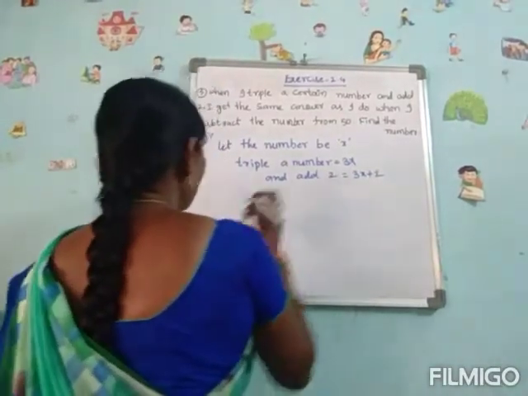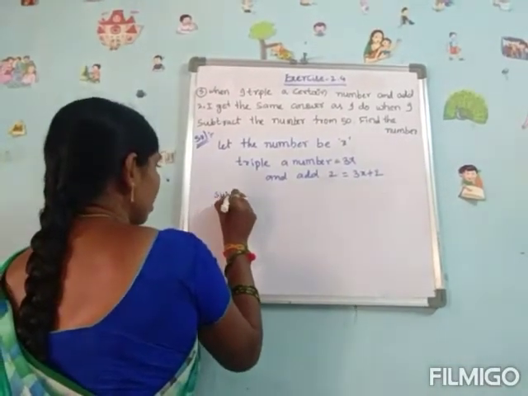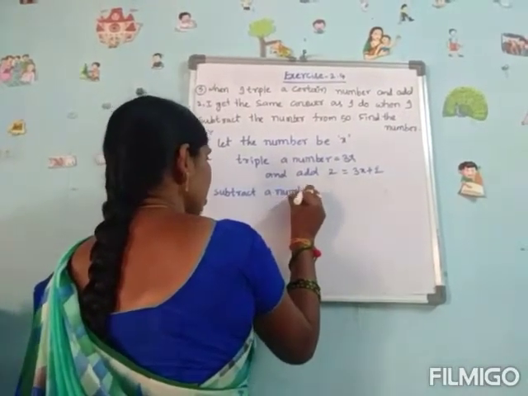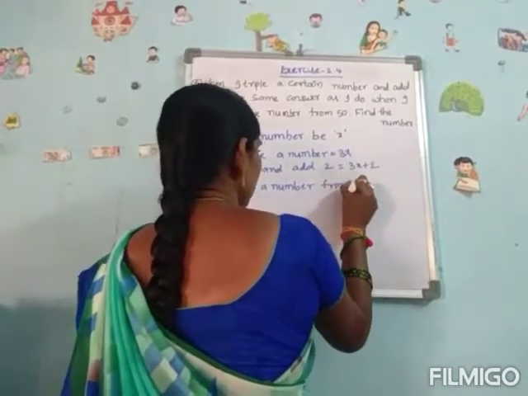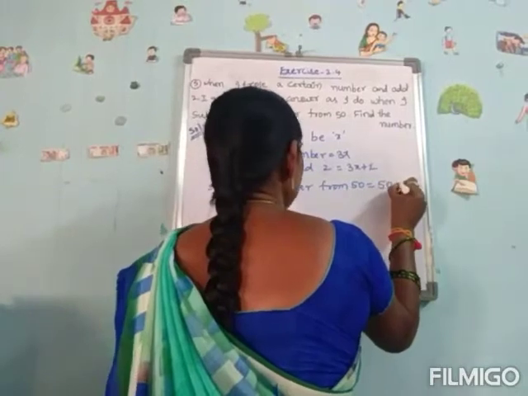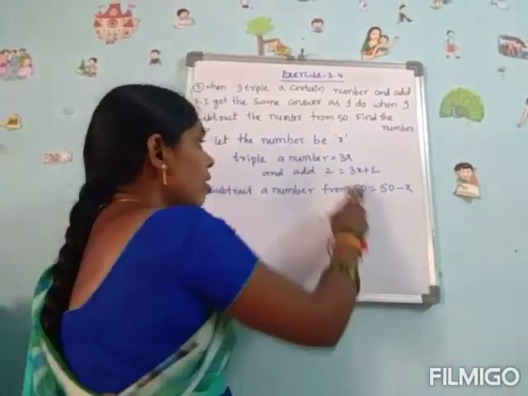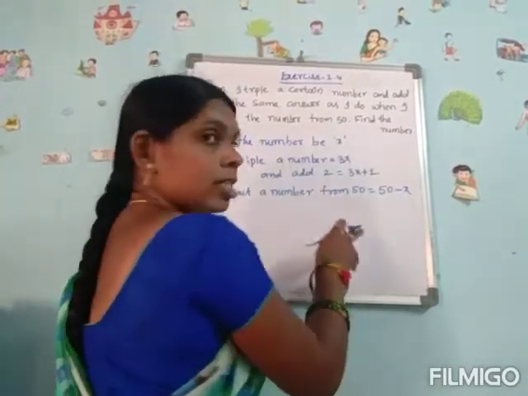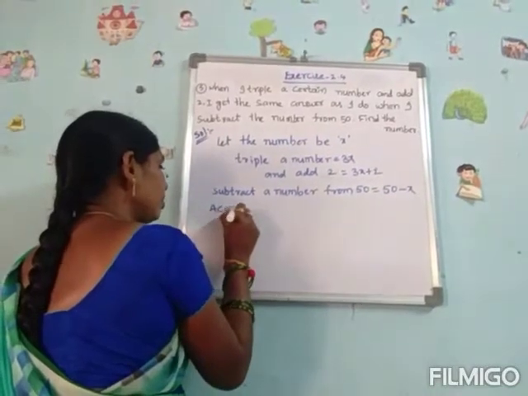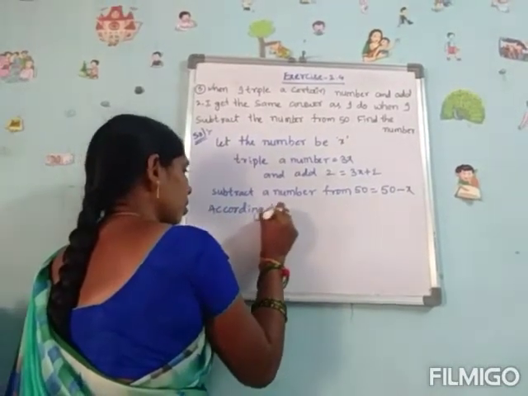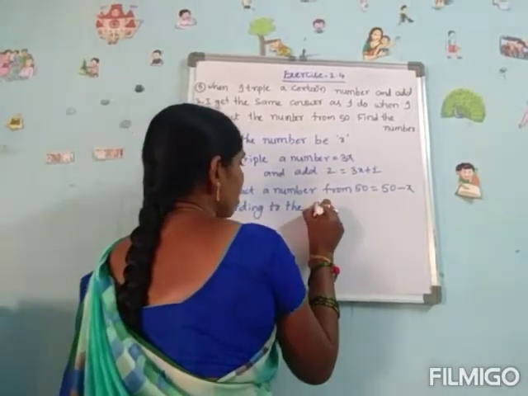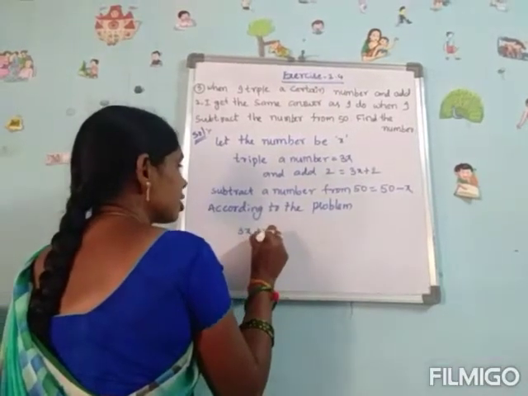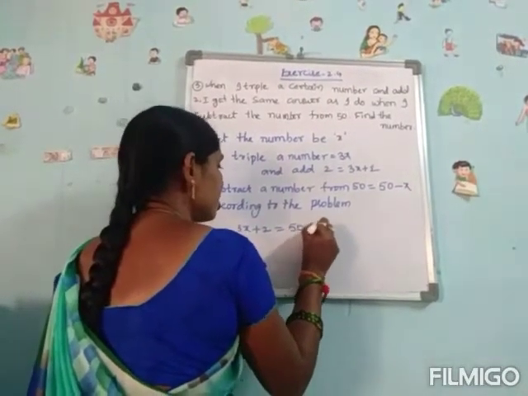So we should subtract a number from 50. That means 50 minus a number, and we have taken x. So according to the problem, these both are equal. We are getting the same answer. So according to the problem, 3x plus 2 equals 50 minus x.